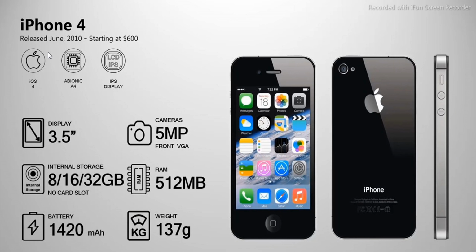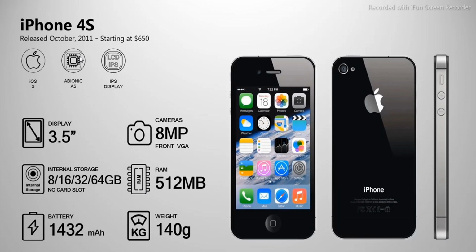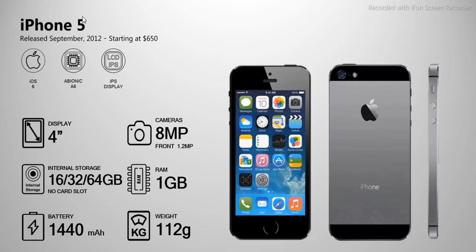Next, iPhone 4. This is my favorite mobile. It comes with iOS 4 and Apple A4 chip. Released by Apple in June 2010. Starting price of this mobile is $600. As you can see, more specs. Next, iPhone 4S, October 2011. Starting price of this mobile is $650. 3.5 inch display. Next, iPhone 5, released September 2012.